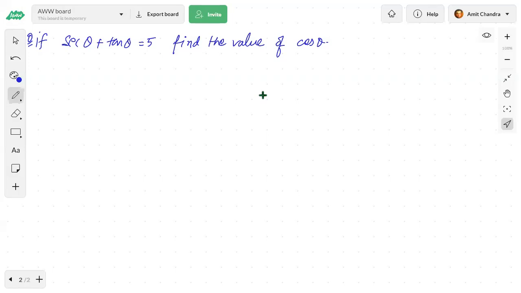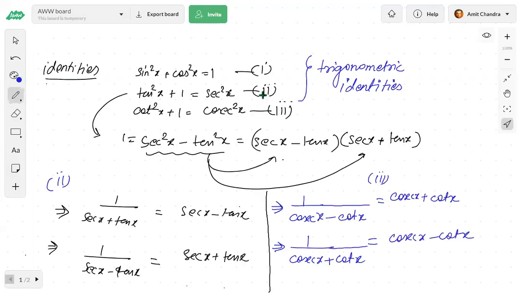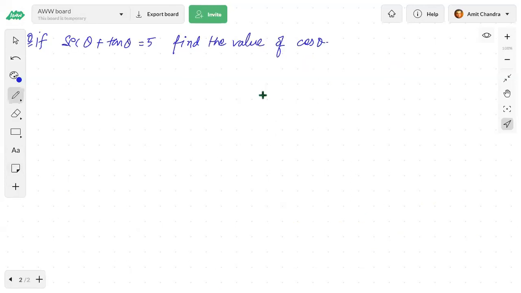So let's see. They have given sec theta plus tan theta is equal to 5. Now, on the previous page, I have written that 1 by sec theta plus tan theta is equal to sec theta minus tan theta. So what I can write is that sec theta plus tan theta is equal to 5.